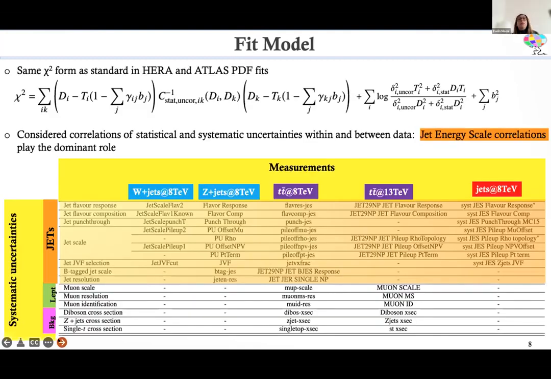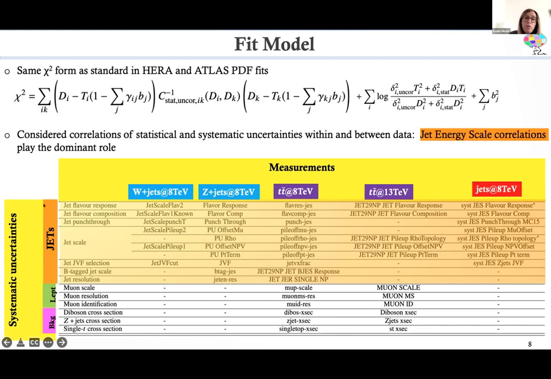For what concerns the chi-square, the form is the standard one adopted in HERA and in ATLAS PDF fits. I would like to stress that we considered the correlation of statistical and systematic uncertainties within and between ATLAS datasets. And here in this table, I show the correlation scheme for systematic uncertainties between different datasets.